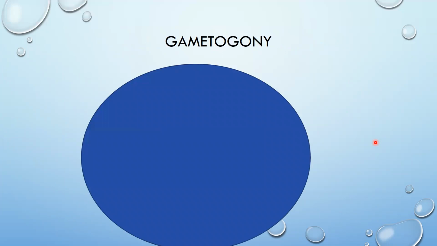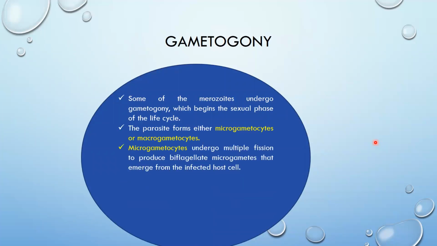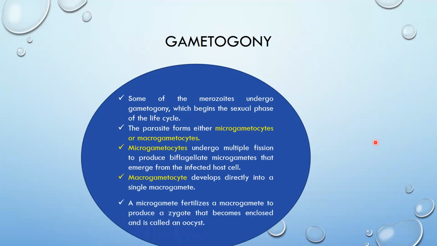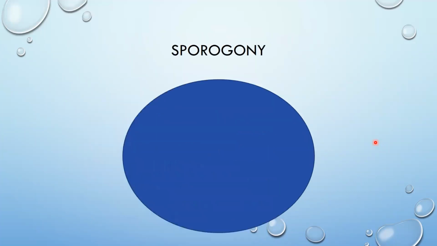Now, the second stage is gametogony. So the merozoites undergo gametogony, and the parasites form either microgametocytes or macrogametocytes. The microgametocytes undergo multiple fission to produce biflagellated microgametes, and macrogametocytes develop directly into a single macrogamete without any multiple fission. Now, a microgamete fertilizes a macrogamete to produce a zygote, and the zygote becomes enclosed in an oocyst.